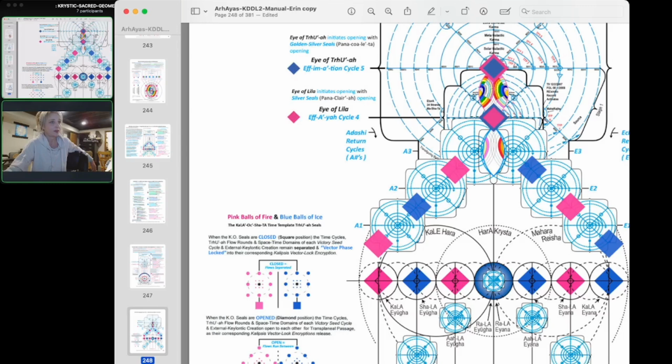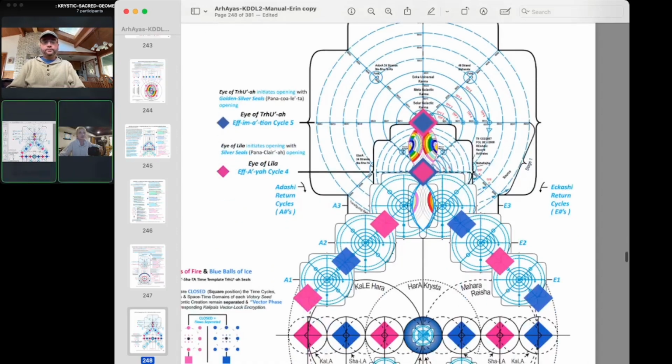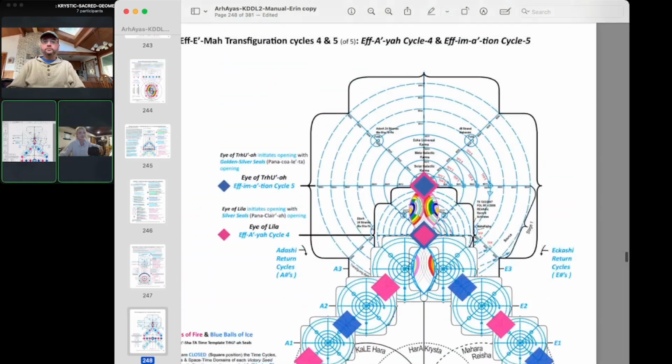Look at this. This is beautiful. Eye of Trua. Go ahead. Oh, here we go. Wait, real quick. So we have Fascia cycle 4, this bigger one here, and then the Affirmation cycle 5. This is the hugest one. And so the Eye of Lila opens with Fascia cycle 4, and then the Eye of Trua is the Affirmation cycle 5. And then that's the end of Trua body activation. That's the whole thing.